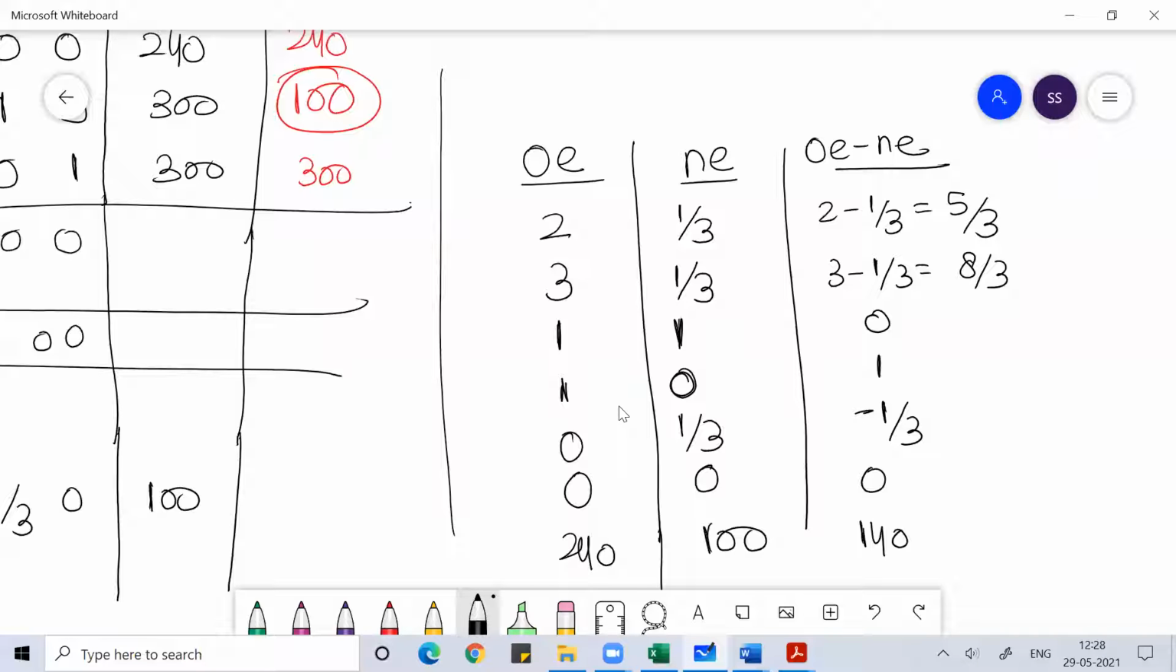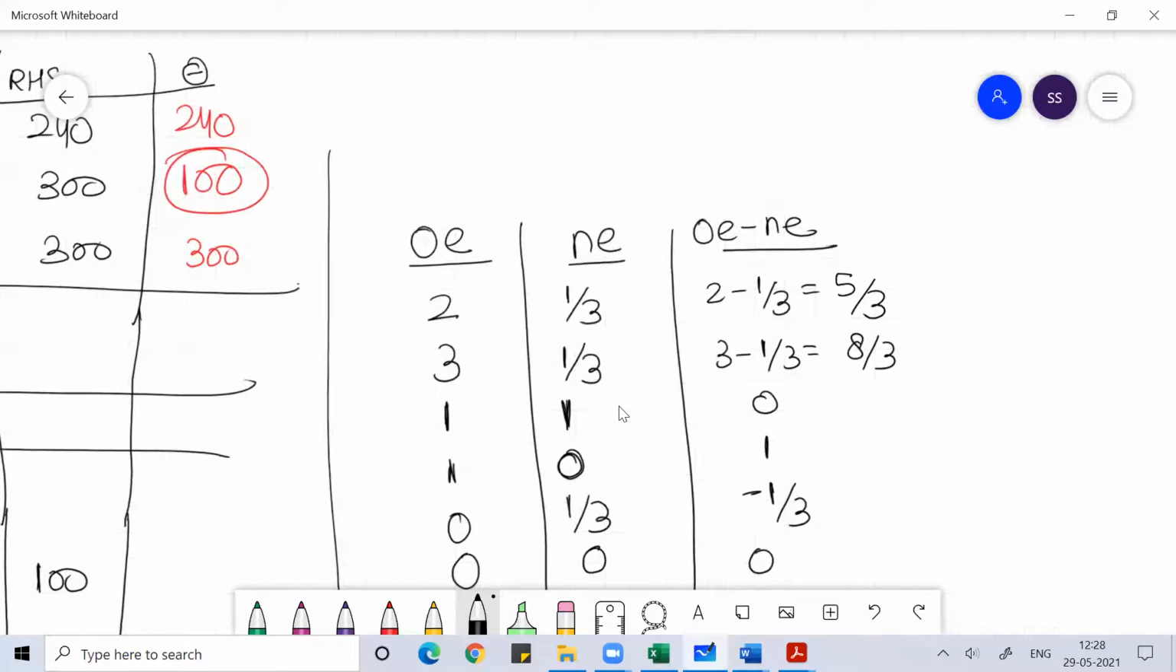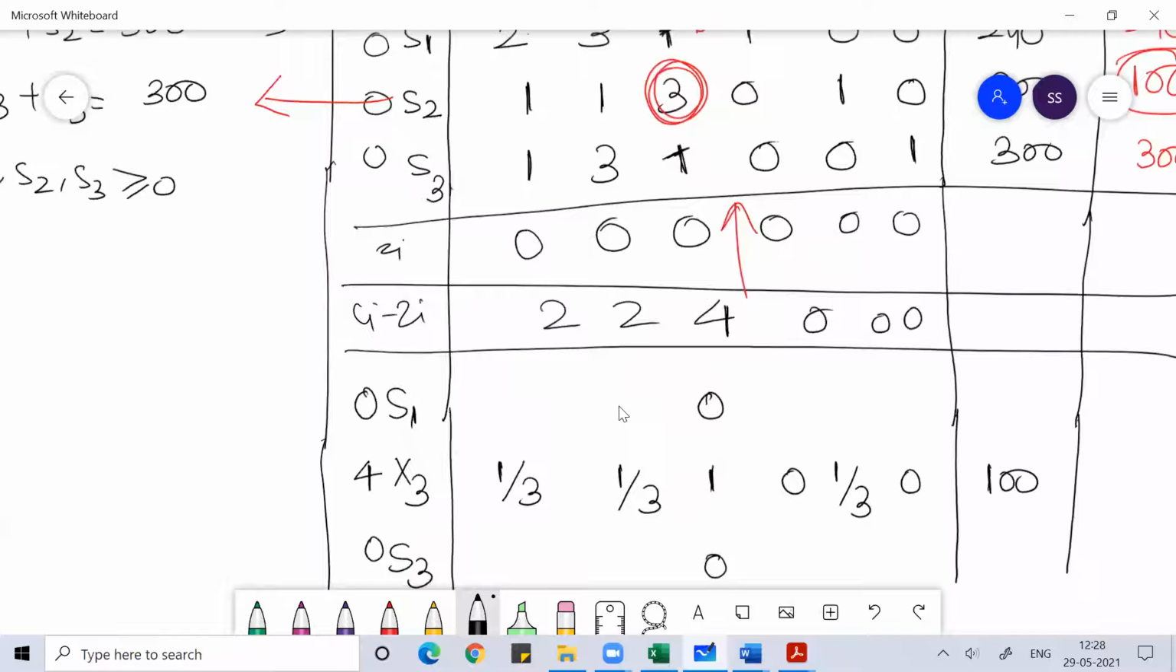So here I am determining the value of S1, that is 5 by 3, 8 by 3, 0, then 1, then minus 1 by 3, then 0, then 140. So you got the value of S1.